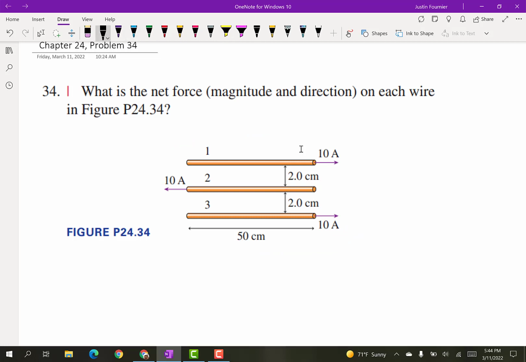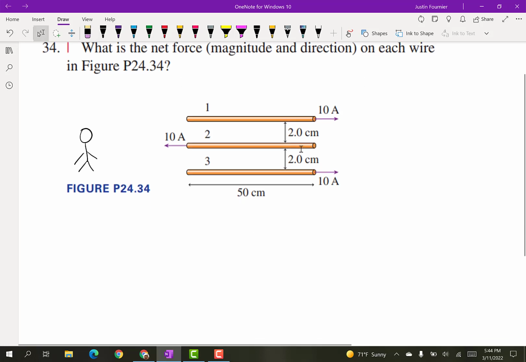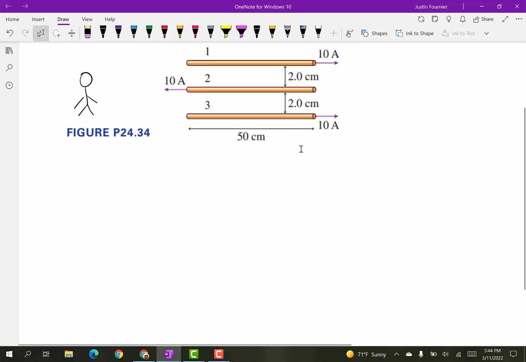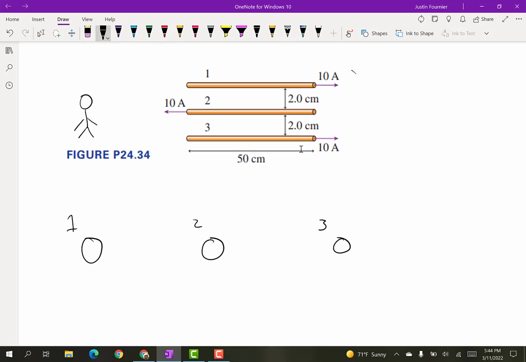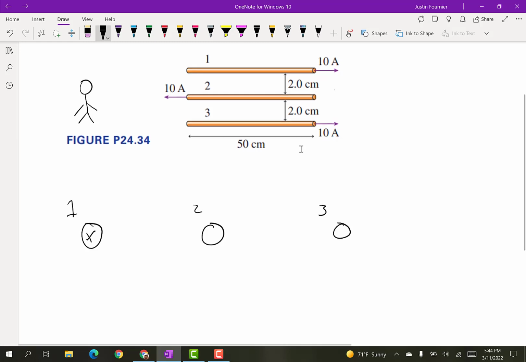I'm going to act like I'm looking at the wire from this direction, and then I'm going to draw it like this. So it's going to be wire 1, wire 2, and wire 3. For wire 1, I can see the current is going into the page. It's 10 amps, and they're all 10 amps into the page. Wires 1 and 3 are each 2 centimeters away from wire 2, and they're 4 centimeters away from each other.